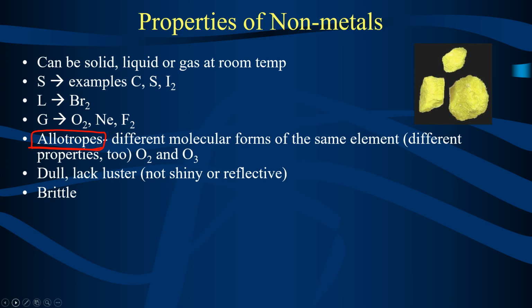And then when they are solid, they tend to be brittle. Again, this is a generalization. Not all of them get that way, because when carbon is in diamond form, it's one of the hardest substances that we know of. But if you hit it at the right point, it'll just shatter. And then in general, nonmetals tend to be poor conductors.